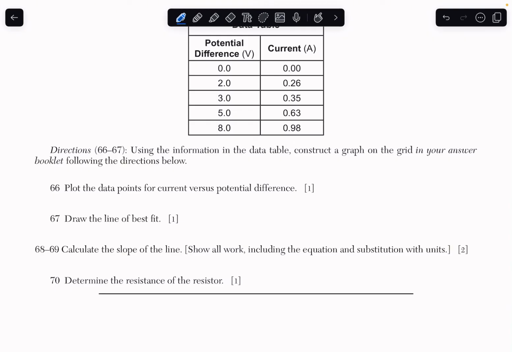So calculate the slope of the line. In order to calculate slope, we have to use the equation slope equals change in y over change in x, which is also just y2 minus y1 over x2 minus x1. And you can pick whatever points you want, but for this, I'm just going to pick the easiest points, which is the first point and the last point. So now we just plug it in.